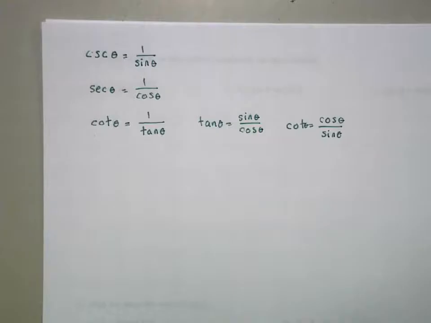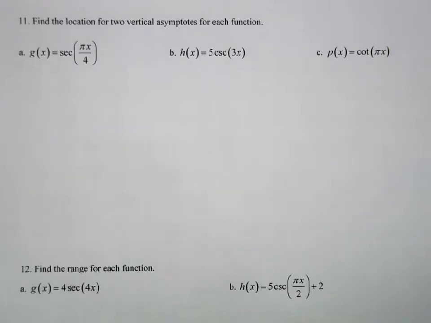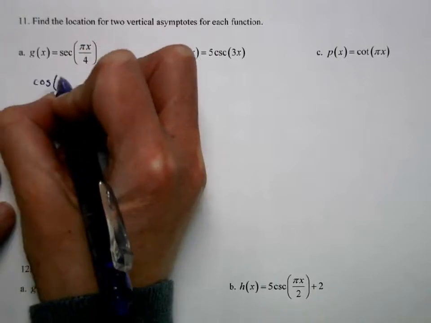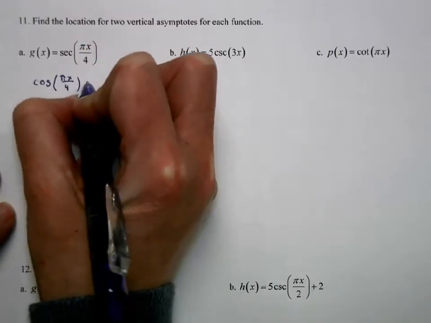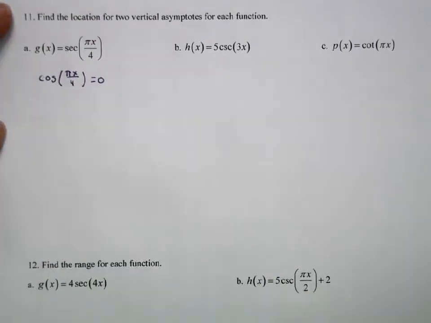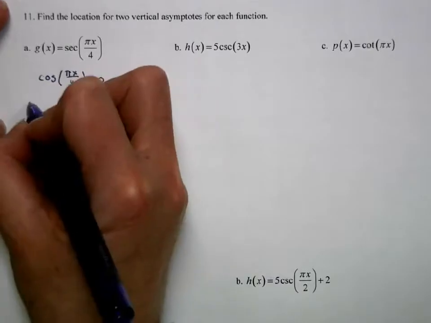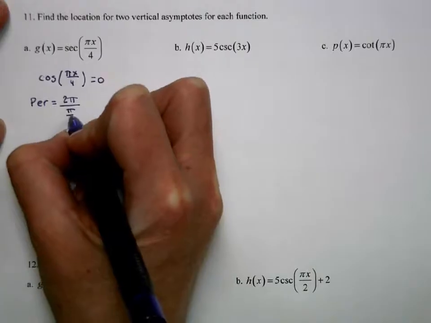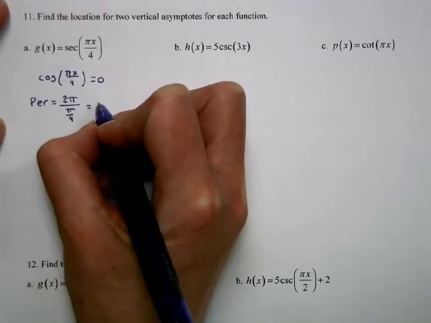So we're going to use the properties of the reciprocal to figure out where we have some vertical asymptotes. Because anytime we're dividing by 0, we have a vertical asymptote. So for secant, which is the reciprocal of cosine, anytime that cosine of pi x over 4 is equal to 0, we're going to have a vertical asymptote. So I'm going to go ahead and graph this, just like we did with the tangent ones. My period is going to be 2 pi divided by pi over 4, which is going to give me an 8, because we'll multiply the 2 and the 4 to get 8, and the pi's cancel.